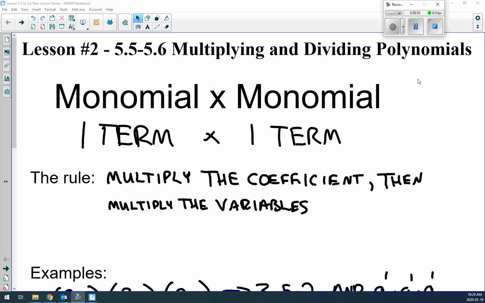So this is lesson 5.5 to 5.6. It's a really large lesson, so I'm going to break it into two parts, part A and part B. So part A, we're going to talk about multiplying and dividing polynomials.